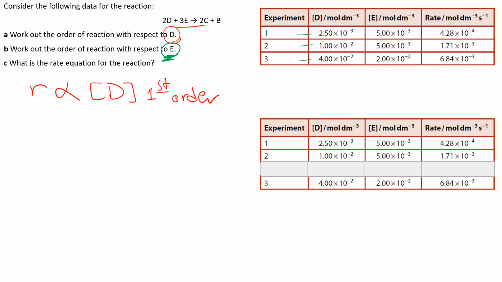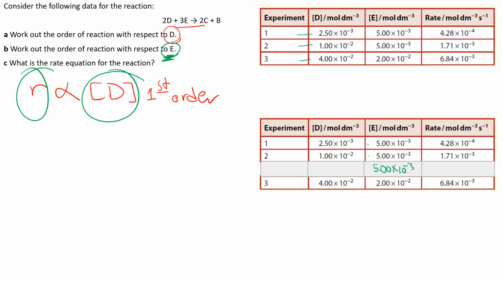How can we predict that? It's not that difficult. Why? Because we already know that if we increase D by a factor of 4, the rate will increase by a factor of 4. So let's say that E is controlled after experiments 1 and 2. So E is 5.00 by 10 to the power negative 3. Okay, so E here is controlled.